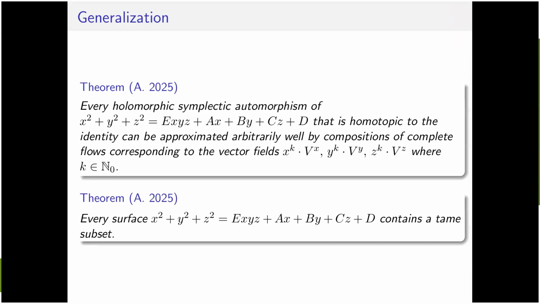You consider the Lie algebra generated by these Hamiltonian, let's say, functions, yes? Yes. So is this Lie algebra simple?